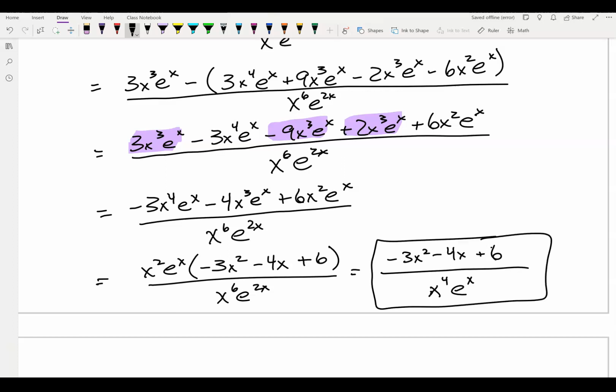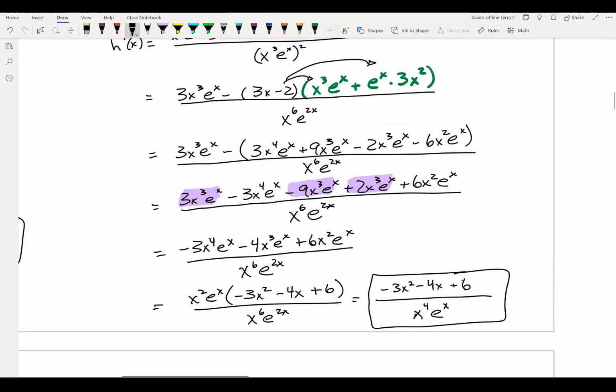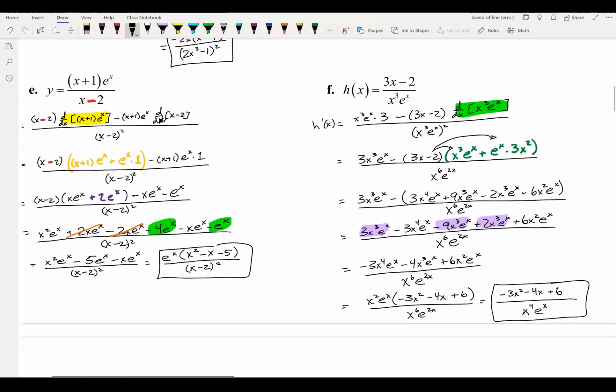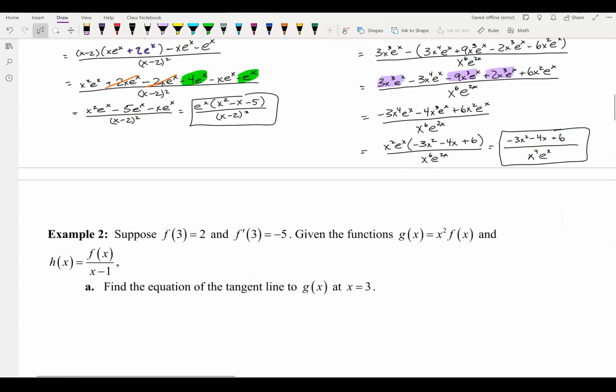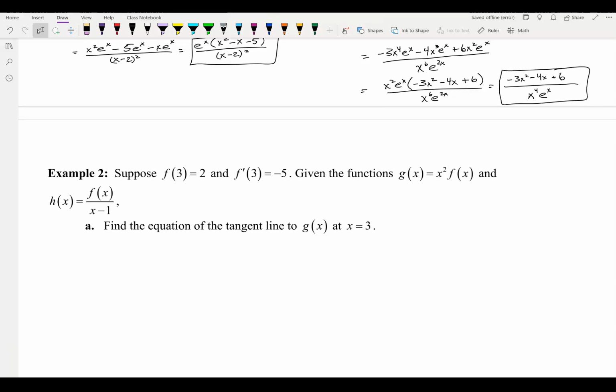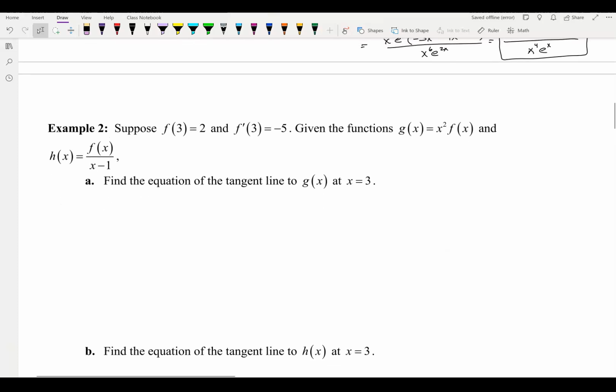So we are using product rule and quotient rule together on E and F. Those are involved problems. Okay, let's change gears just a little bit, still using our quotient rule and product rule.